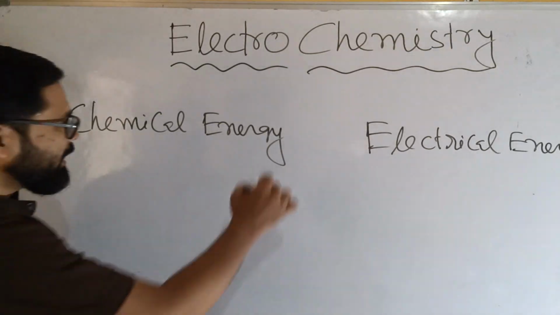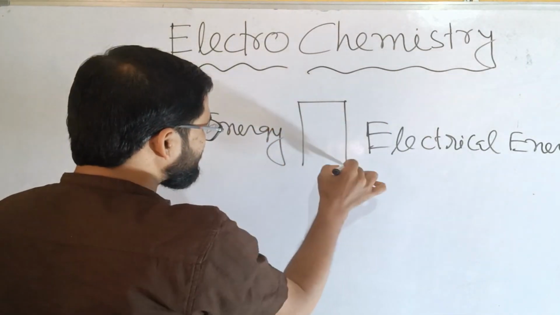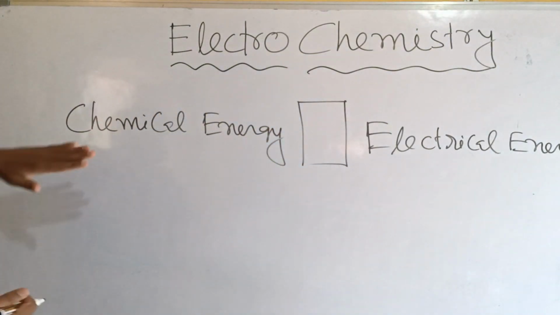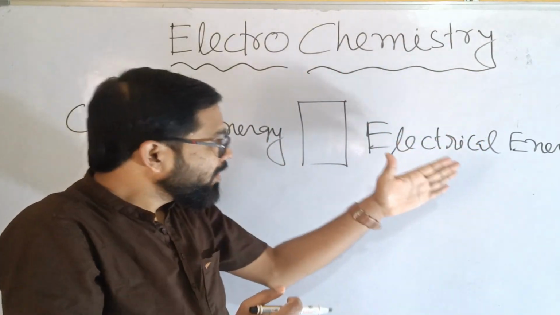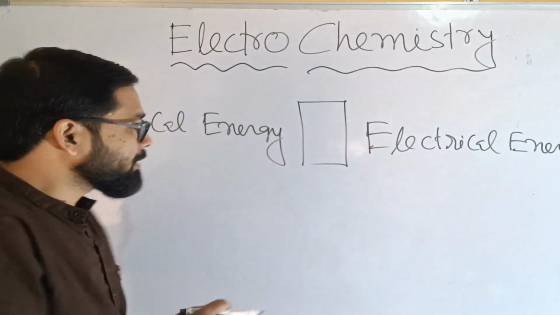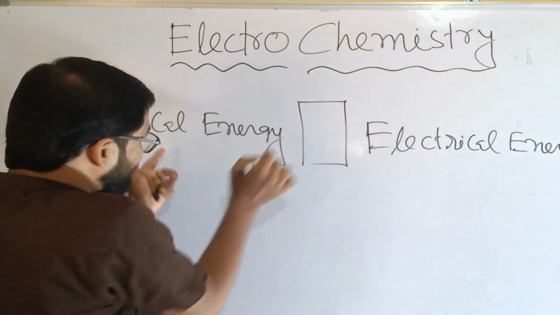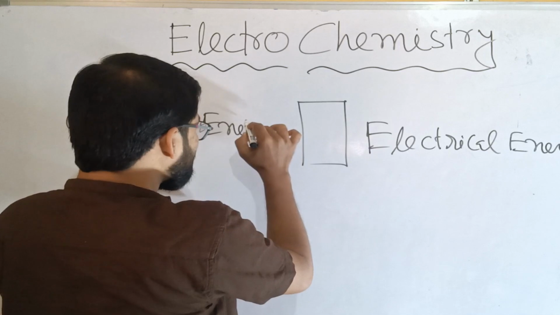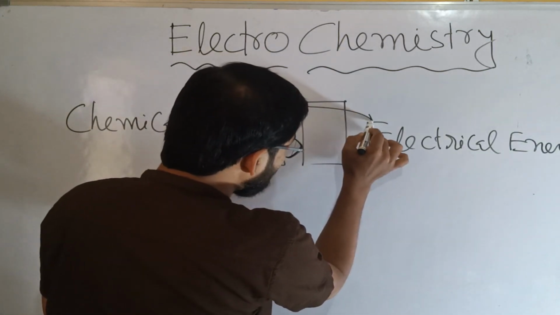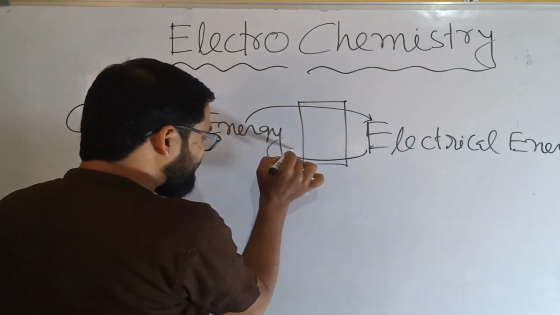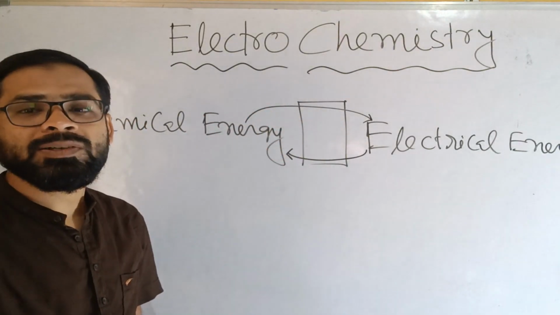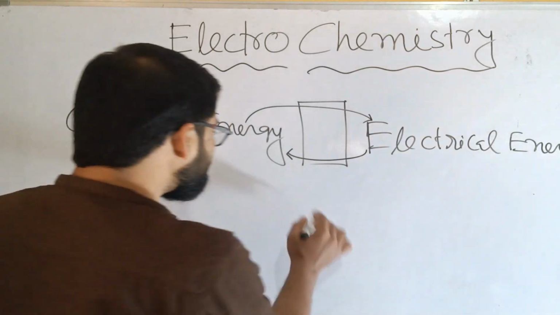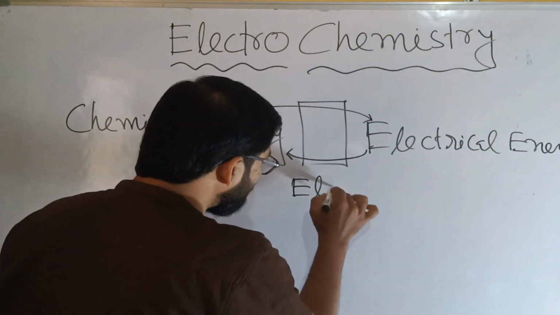So we use a particular device. Through the device, chemical energy can be converted into electrical energy, or electrical energy can be converted into chemical energy. It means chemical energy to electrical energy or electrical energy to chemical energy. That particular device is called an electrochemical cell.